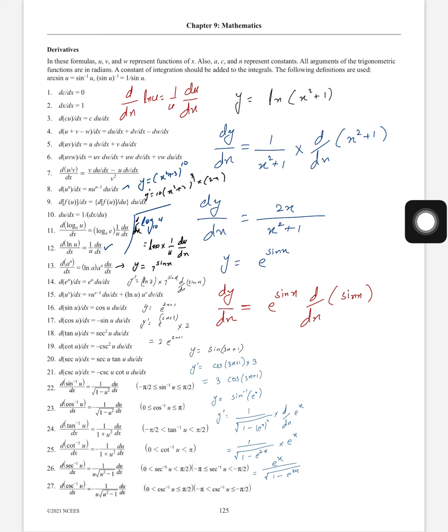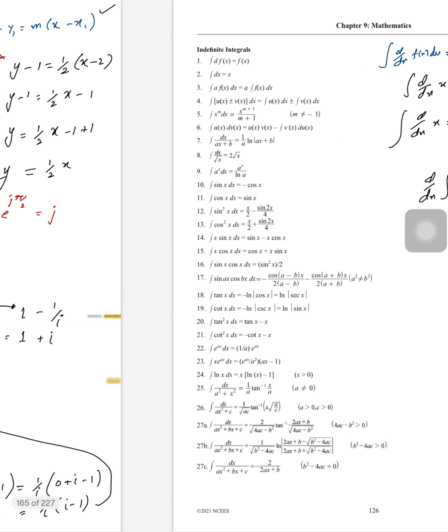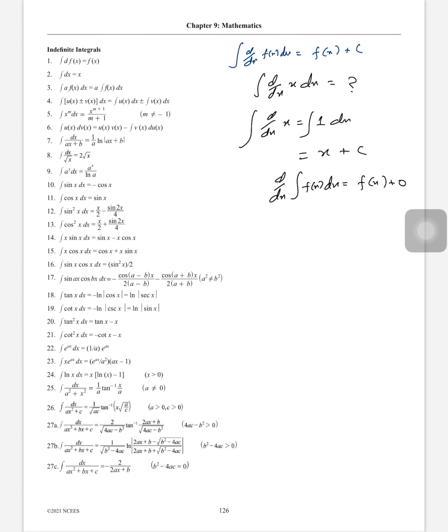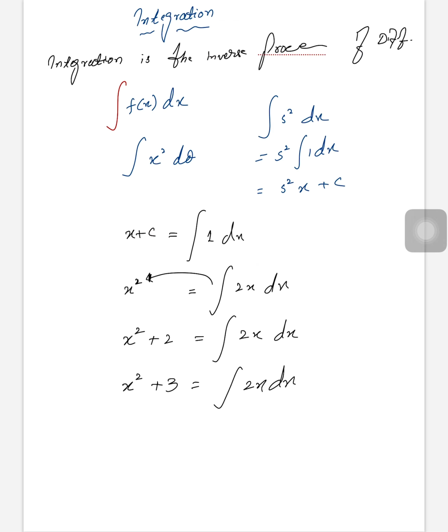Now we have started the integration part. If you understood the derivative part well, it means that you have covered 50% of integration, because integration is the inverse process of differentiation. Integration is denoted by this sign, and this is the function, and with respect to some variable we will take its integration. Now as I told you, integration is the inverse process of differentiation.